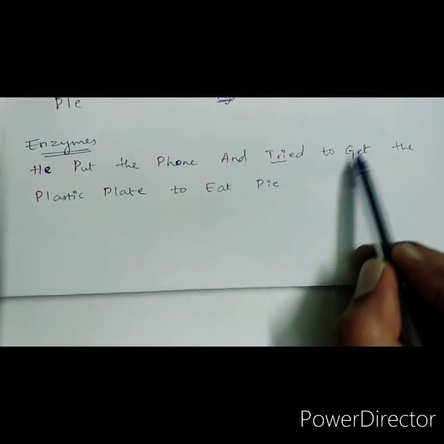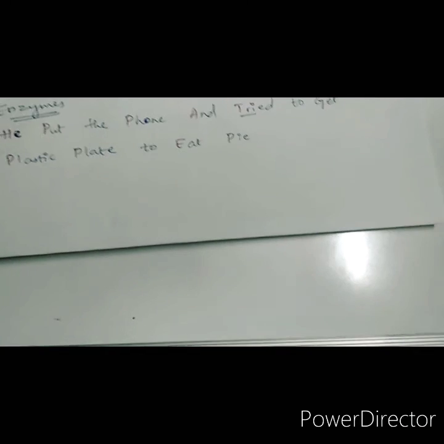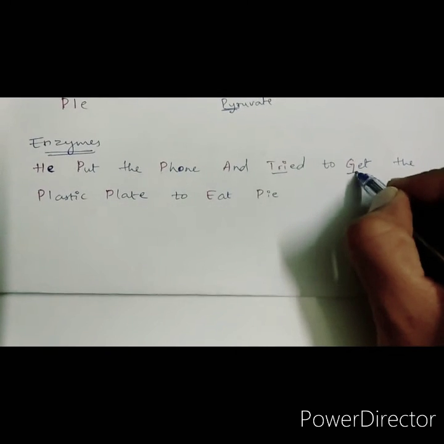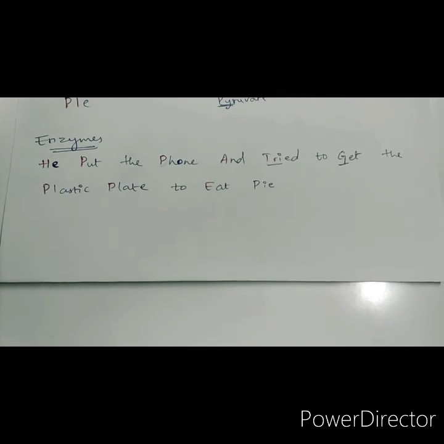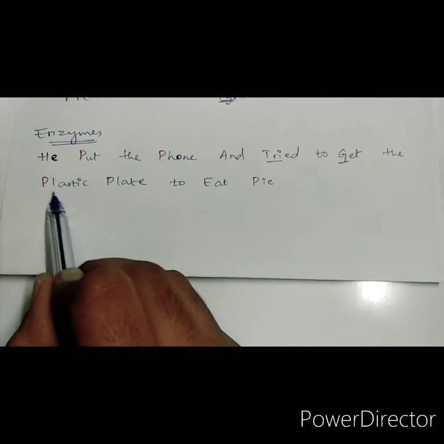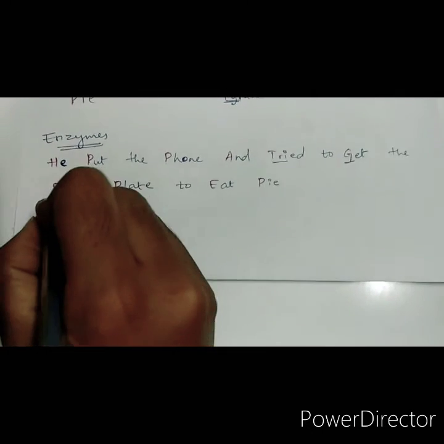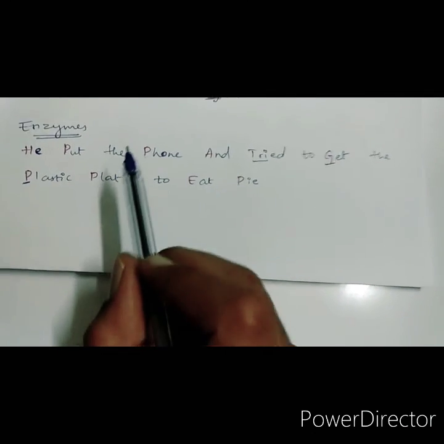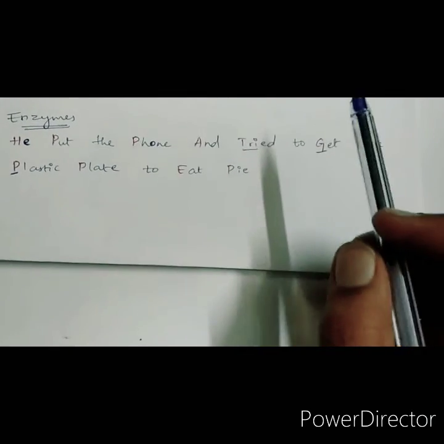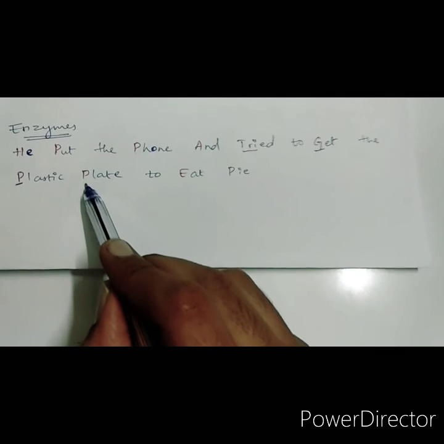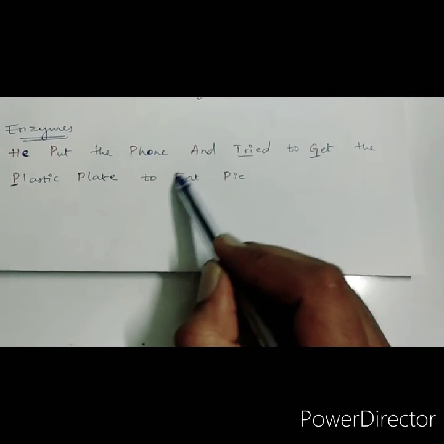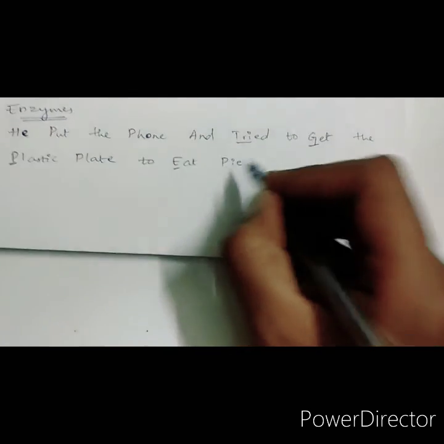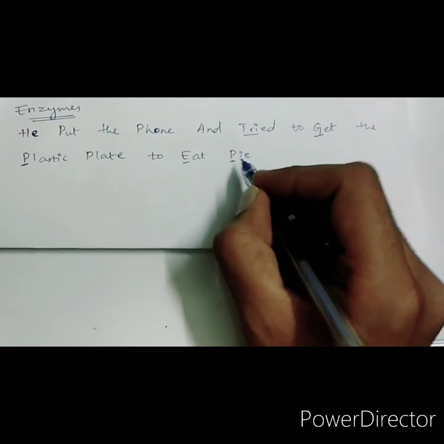isomerase. Then comes get, that is G, glyceraldehyde phosphate dehydrogenase. Then comes P, that is for plastic, phosphoglycerokinase. Another P is for phosphoglyceromutase, right? The conversion of 3-phosphoglycerate to 2-phosphoglycerate is by phosphoglyceromutase. Then comes enolase, the conversion of 2-phosphoglycerate to phosphoenol pyruvate. This is E, enolase, and pie is again for pyruvate, that is pyruvate kinase.